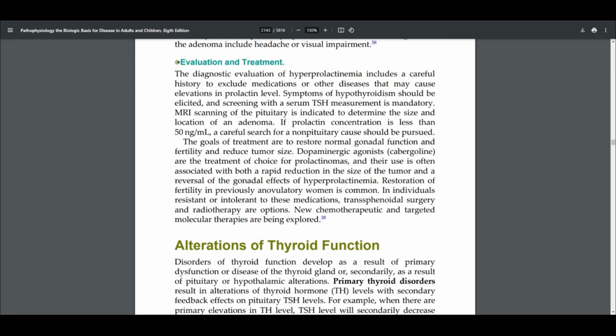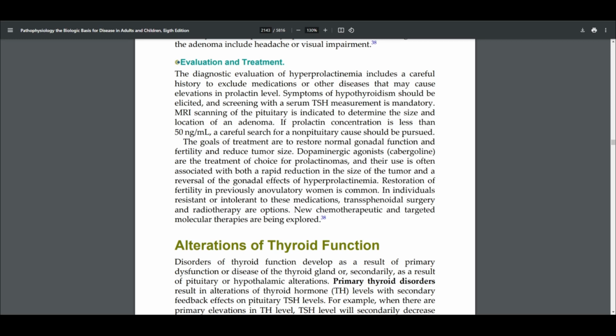So, our evaluation and treatment. The diagnostic evaluation of hyperprolactinemia includes a careful history to exclude medications or other diseases that may cause elevations in prolactin level.